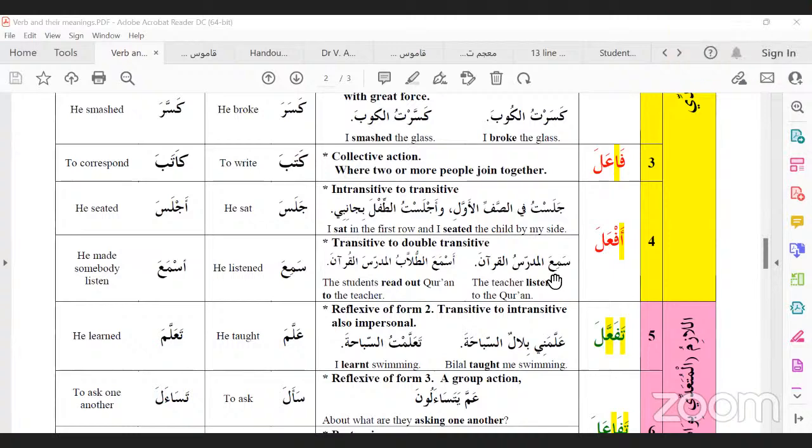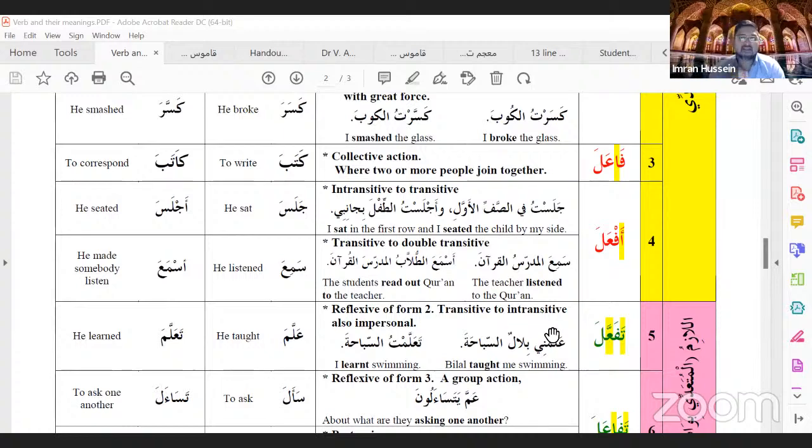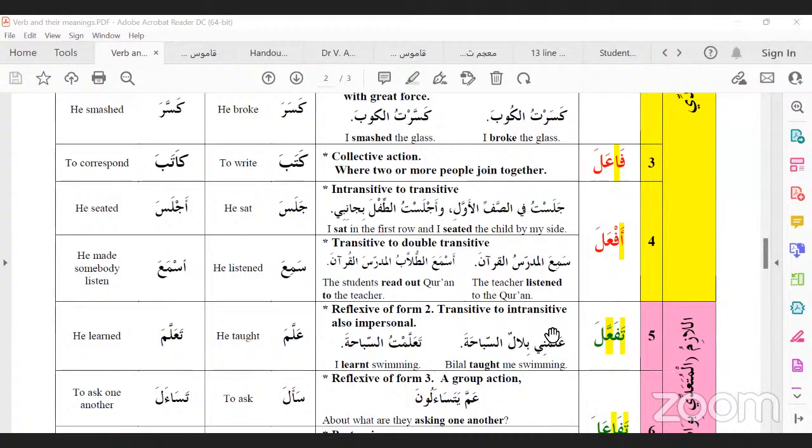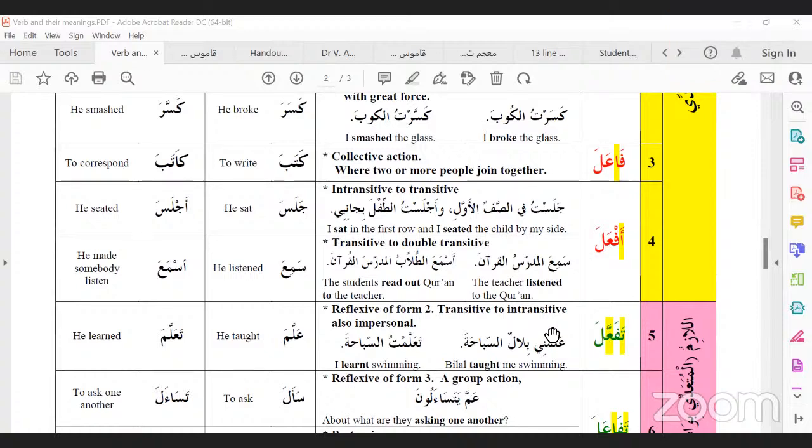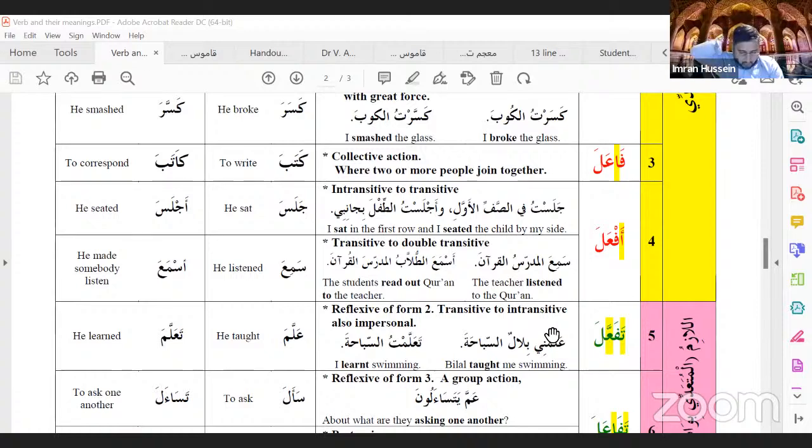Sami'a al-mudarrasul Quran. The teacher listened to the Quran. So Sami'a is listened. And Asma'a talibul mudarras al-Quran. The students read out Quran to the teacher. So they are reading out. The causative is the Asma'a, which is you making somebody listen. Exactly. Is that clear for everyone so far? Yeah, that makes sense. So whenever you have that letter, let me go back.